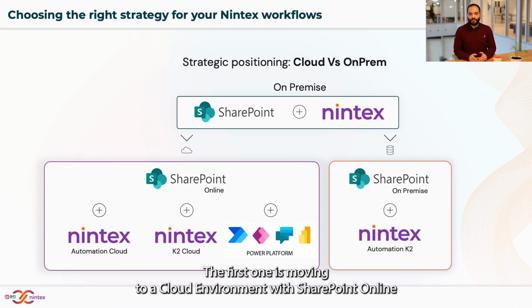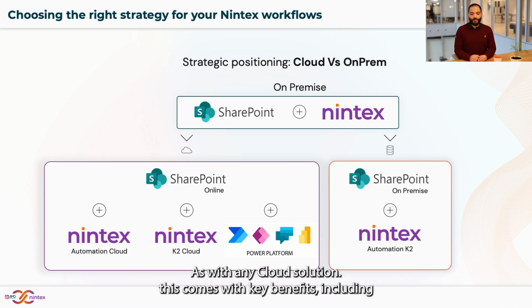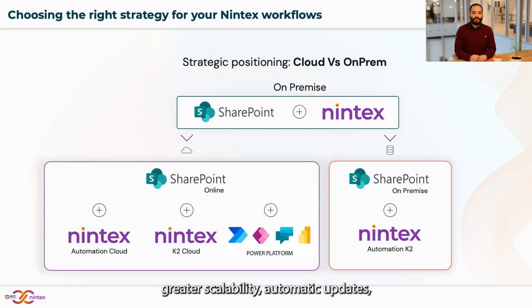So we talked about two options. The first one is moving to a cloud environment with SharePoint Online. This approach enables a complete modernization of your environment by leveraging Microsoft and Nintex cloud services. As with any cloud solution, this comes with key benefits, including greater scalability, automatic updates, and a more flexible ecosystem.